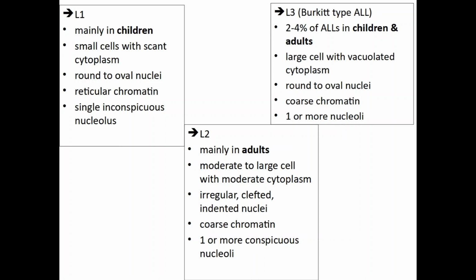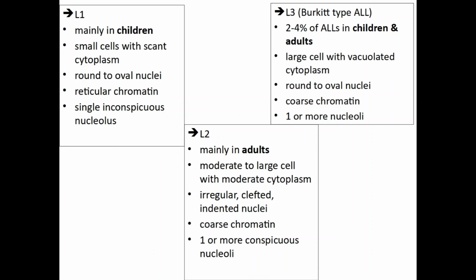The L1 type is mainly seen in children. Here the lymphoblasts are smaller with scant cytoplasm, less cytoplasm. The nucleus is round to oval. Chromatin is reticular in pattern and one nucleolus will be there.